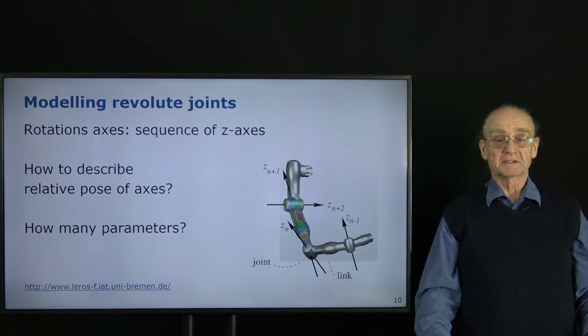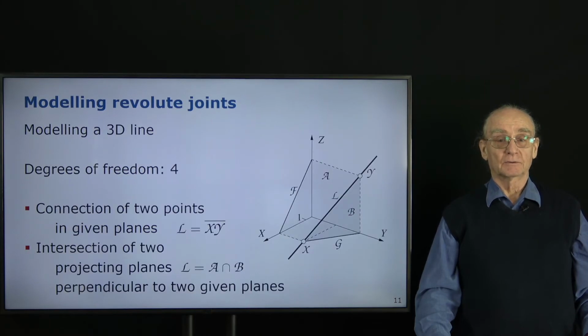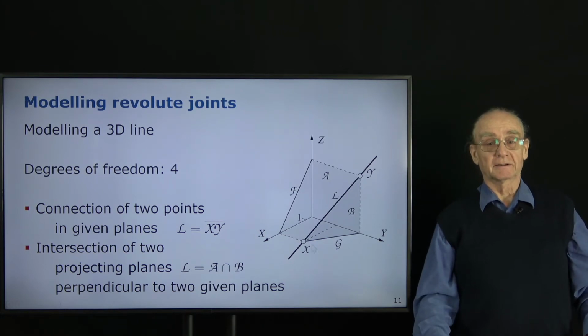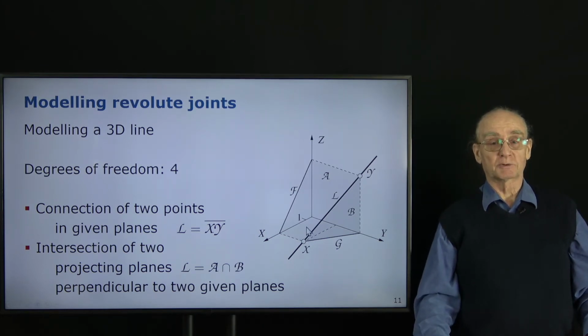So you have made a decision, and let's now have a look at what a 3D line actually needs as parameters. And the result is the following. You have 4 degrees of freedom. That means you need at least 4 parameters to describe a 3D line. That's the minimum number. And in general, you can do this with 4, not in all cases. Now, let's have a look at why this is so.